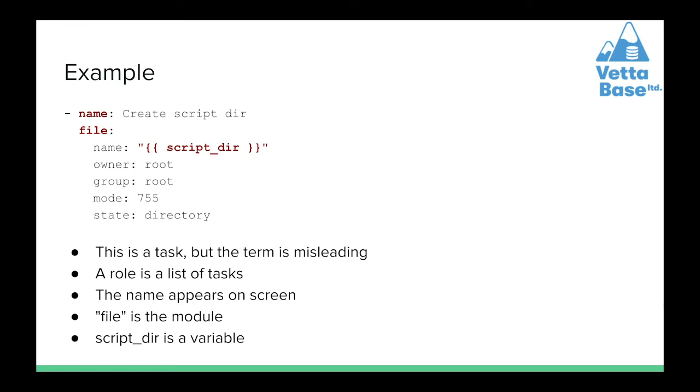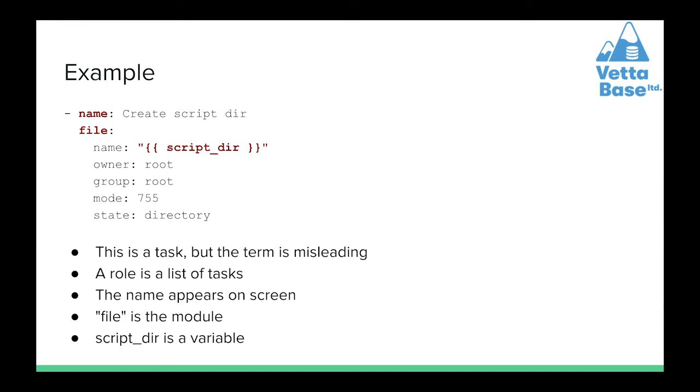Okay, in this case, the task has a name, which is create script directory. The name is optional, but it's very important to set it, because when you apply a role, you will see the list of tasks executed. You will see it on your screen. Okay, if something fails, it's very important to use meaningful names for your tasks.